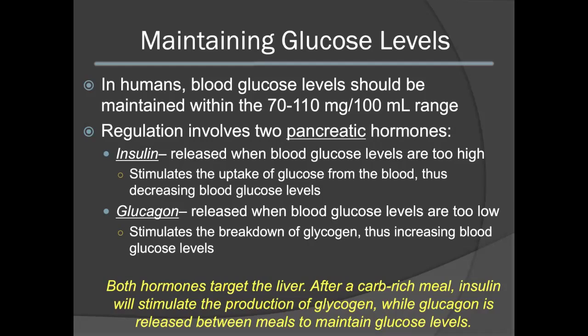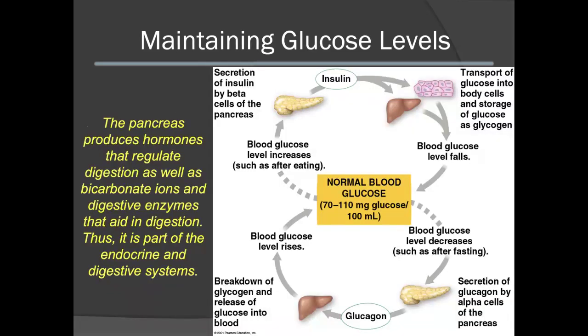Both hormones, both insulin and glucagon, target the liver. After a meal that is rich in carbs, insulin will stimulate the production of glycogen, while glucagon is released between meals in order to maintain glucose levels. In addition, the pancreas will produce hormones that help to regulate digestion, as well as producing bicarbonate ions and digestive enzymes. As a result, the pancreas is a unique organ that is part of both the endocrine system as well as the digestive system. Please take a look at the diagram to the right to understand how glucose levels are maintained.